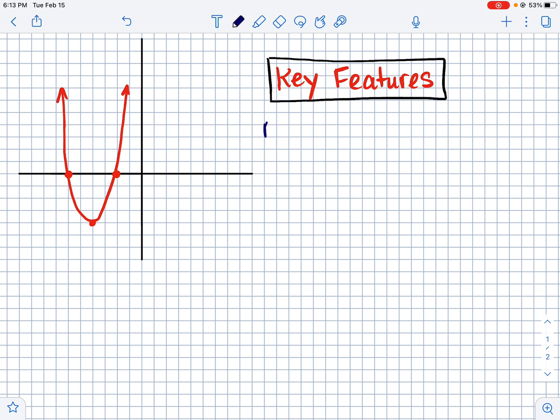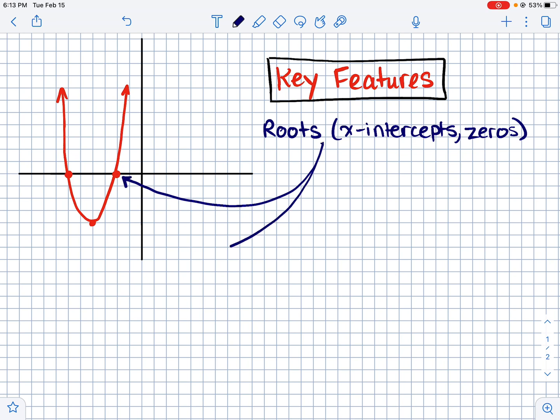Okay, so one really important key feature is a root, also called x-intercepts or zeros. Has a lot of names. I'm just going to write them all. And they occur right on the x-axis. So let's just point to them. There's one there and another one there.